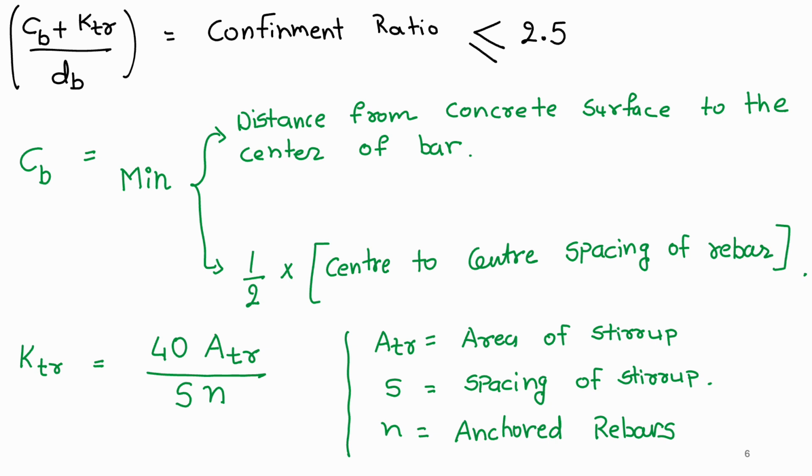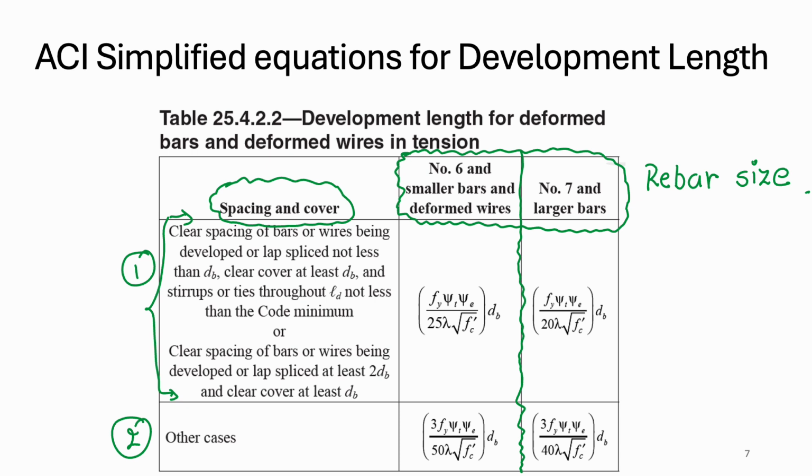How to find Ktr? That is 40 times Atr over s times n. So what is Atr? That is the area of stirrups, or we can use Av, what we used in the previous chapter. s will be the spacing of stirrups, and we have n as the number of anchored rebars. So these are the simplified equations for development length.